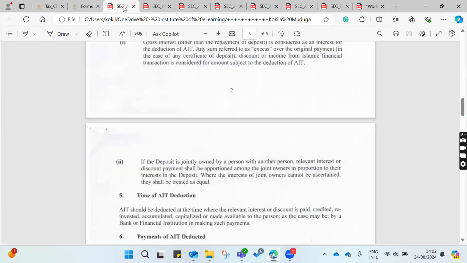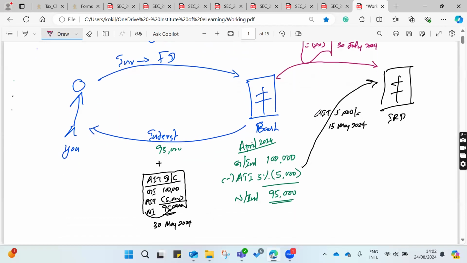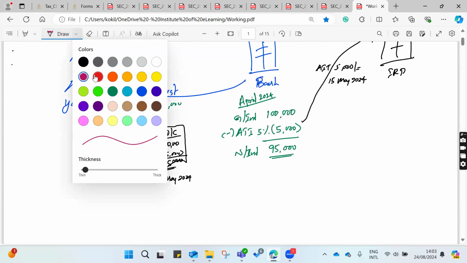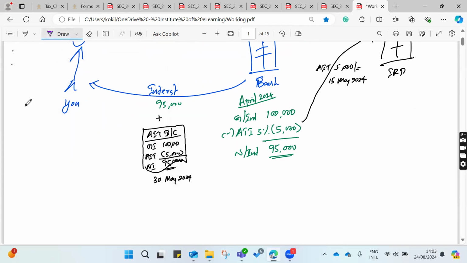Right. It's clear, right? So when we go to my map again, finally, as an individual, what will you do at the end of the year? You will submit the annual return. When you are submitting the annual return and performing the annual income tax computation, you will get all income sources, and you will also declare interest on the investment.